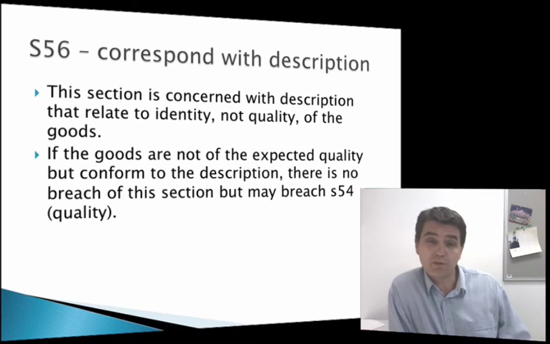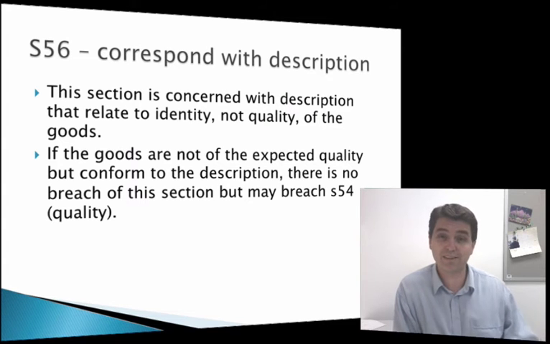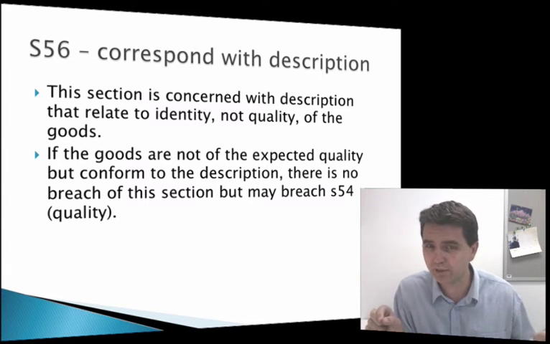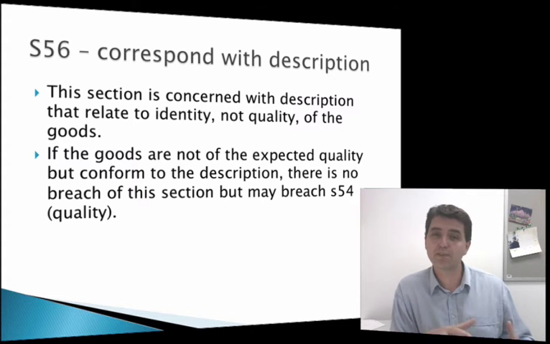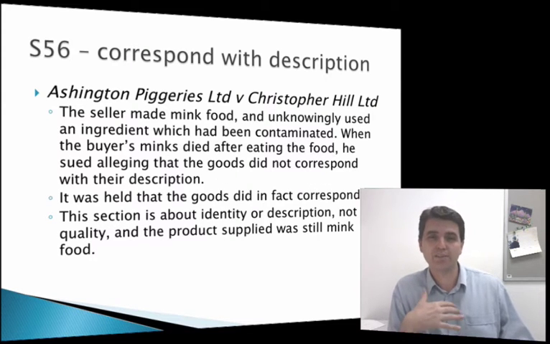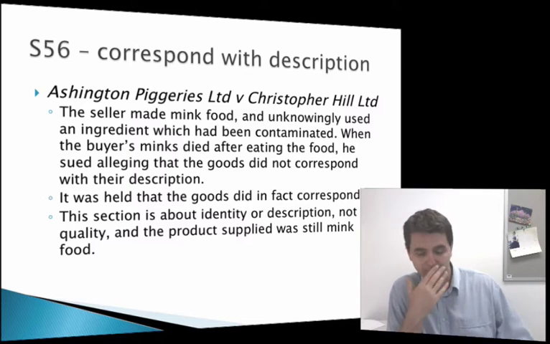The important thing to remember about section 56 is that it's dealing with the description, not with the quality of the goods in any way. If there's a problem with quality, we need to look at section 54, something we'll come to. But this is only whether the goods match the description. And a case to help us out with this is Ashington Piggeries and Christopher Hill.